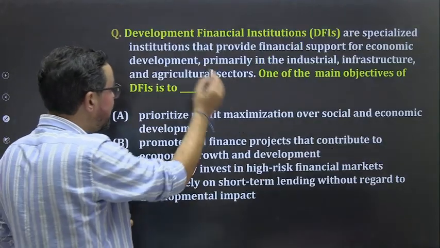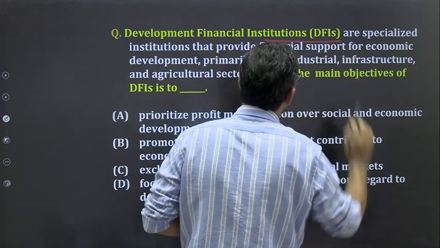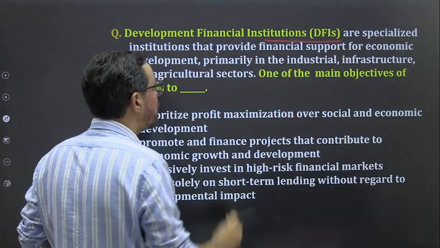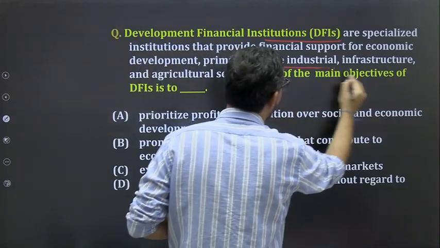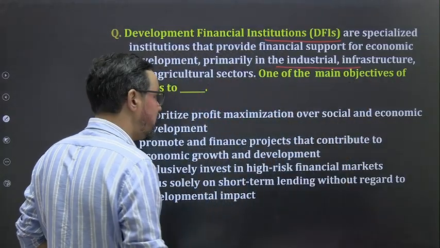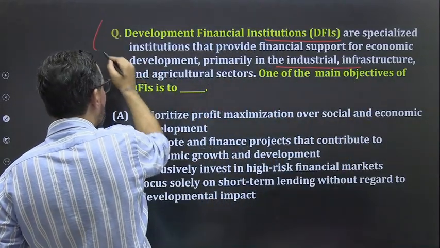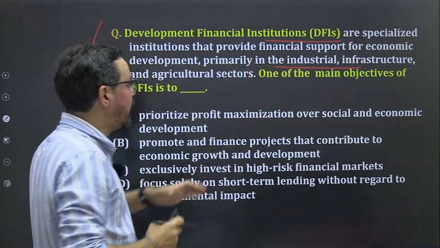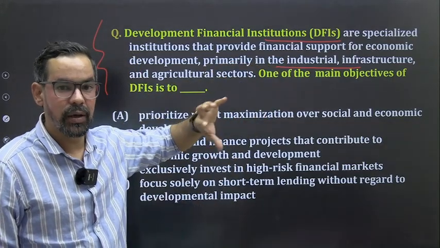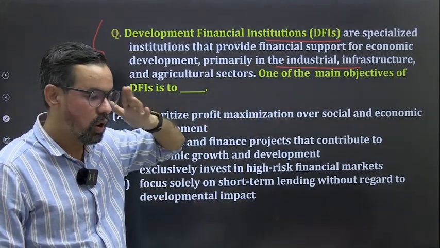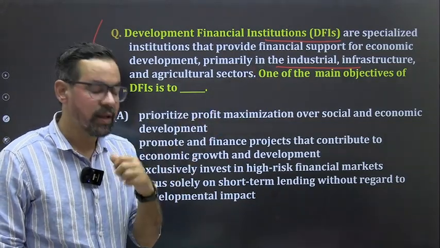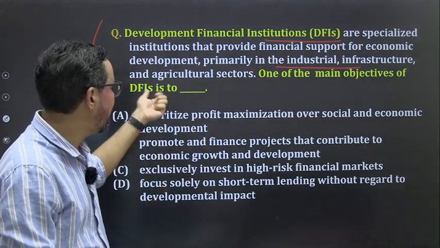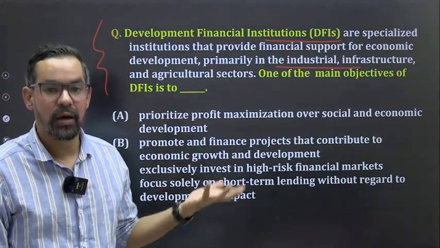Next one. DFI, domestic financial institutions, are specialized institutions that provide financial support for economic development, primarily in industrial, infrastructure and agriculture sector. If we talk about these three areas, in industrial we have SIDBI, IDBI or ICICI as well, right? Infrastructure, newly built one, NaBFID, and agriculture, the apex one, NABARD, right?